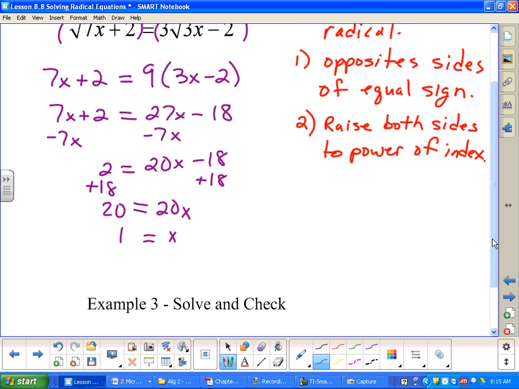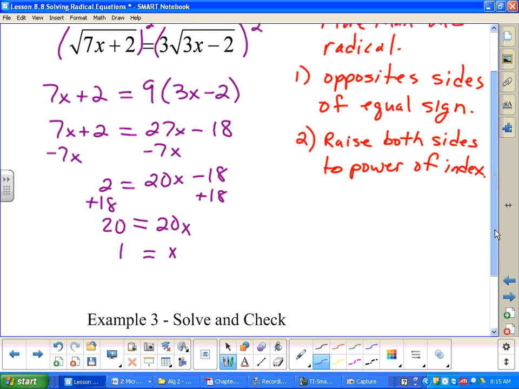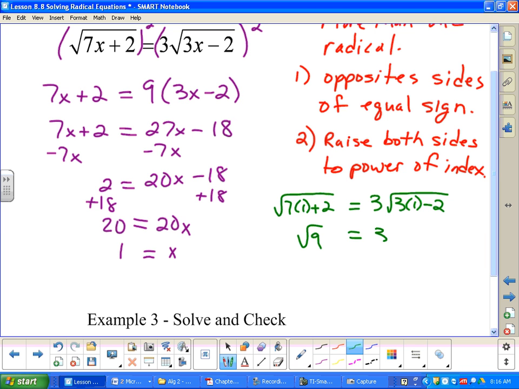So we get x equals 1. So let's check this one. Square root of 7 times 1 plus 2 equals 3 times the square root of 3 times 1 minus 2. So let's see, square root of 9 equals 3 times the square root of 1. So 3 equals 3. So that works.